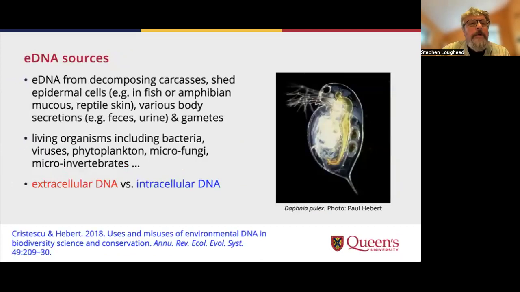So let's talk briefly about eDNA sources. eDNA, as you will undoubtedly know, can come from decomposing carcasses. So when an animal dies and starts to degrade, ultimately the cells will lyse and DNA will be released into the environment. It can come from living organisms through shed epidermal or epithelial cells. For example, fish or amphibians have a mucus layer, and this often will be released into aquatic environments. Reptiles shed their skin as they grow, and reptile skin is a rich source of DNA. Other body secretions can deposit DNA into the environment, including feces and urine.